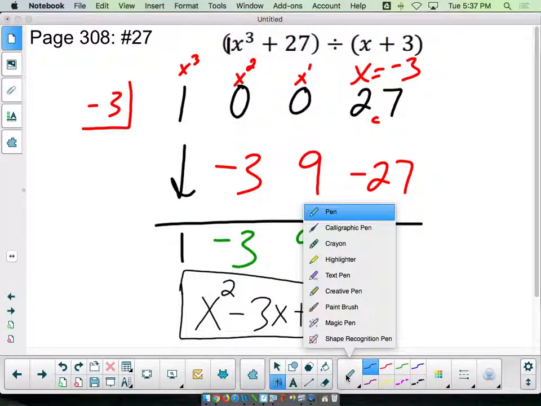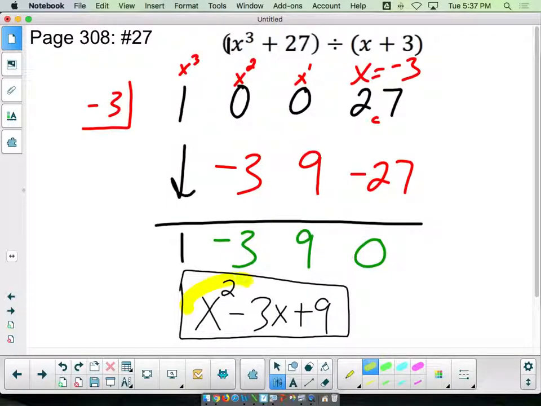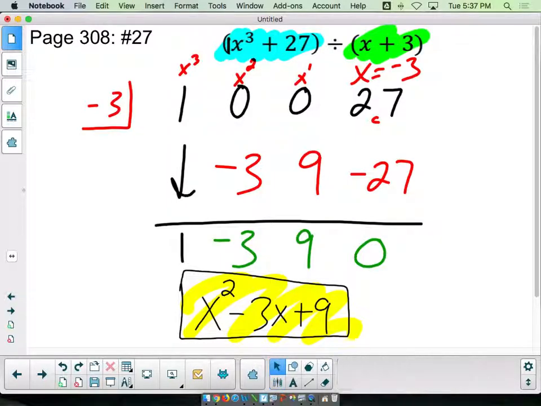So again, just to reiterate one last time, multiplying this times that should give me the binomial x to the third plus 27. And I recommend you do that just to check your work, but it's not strictly necessary.